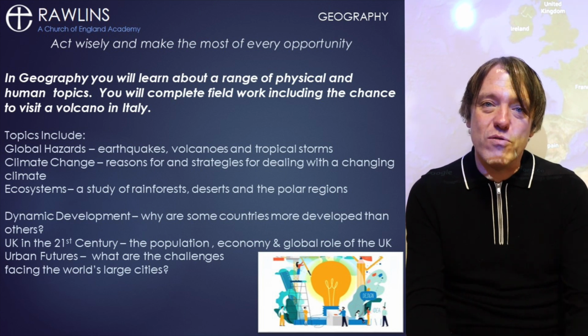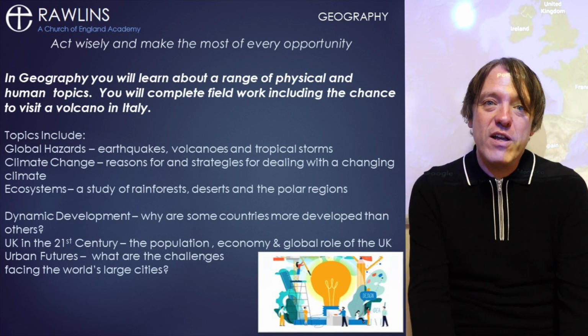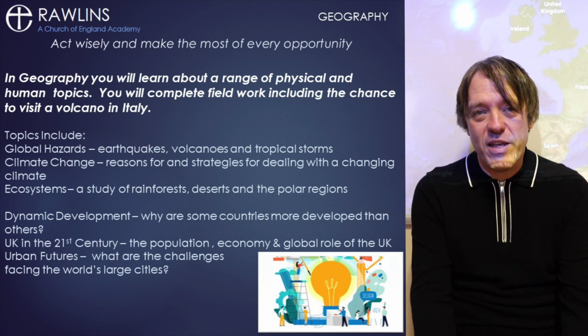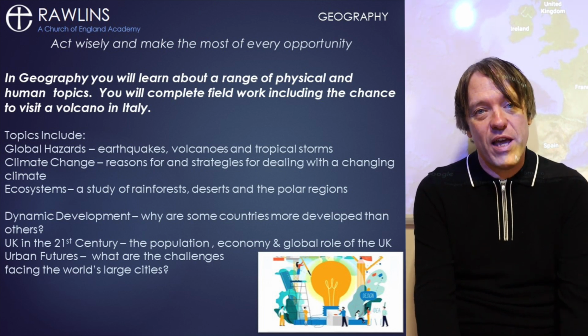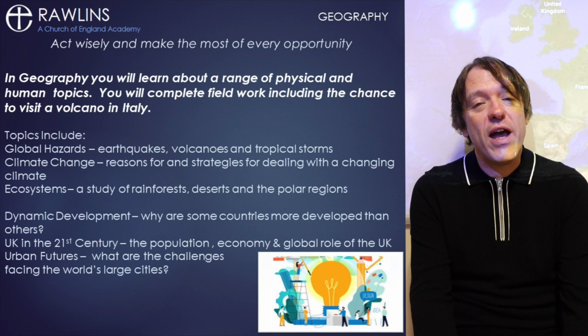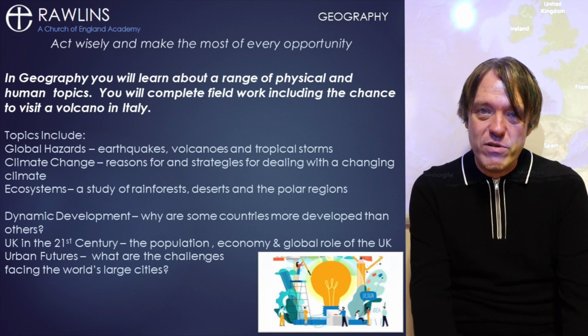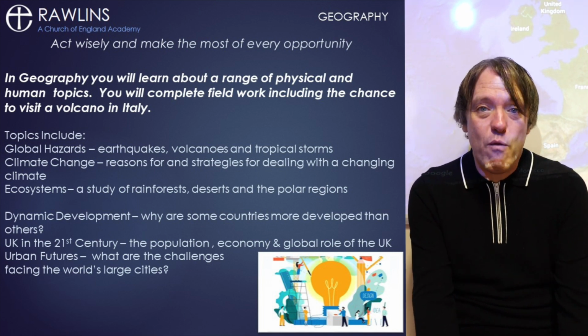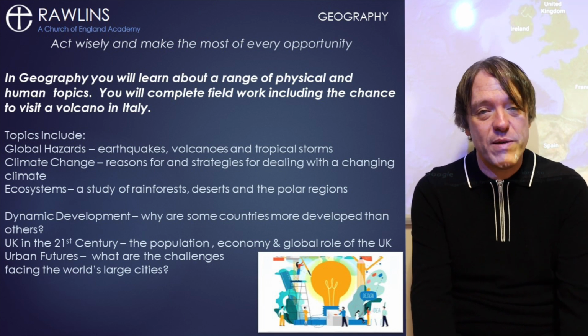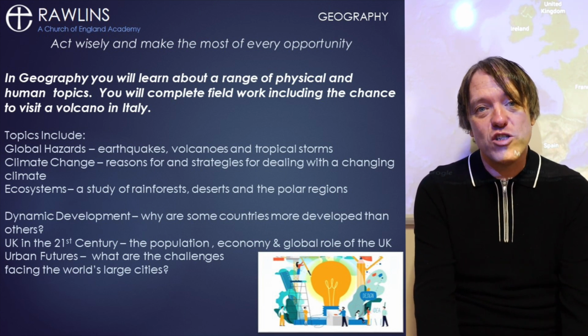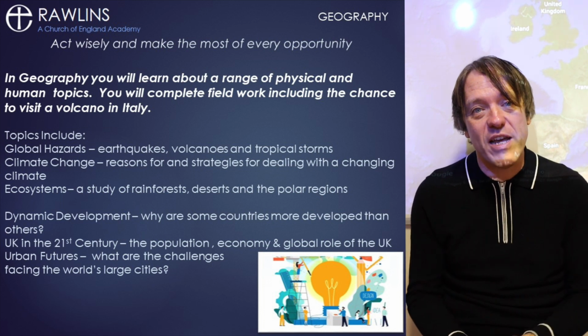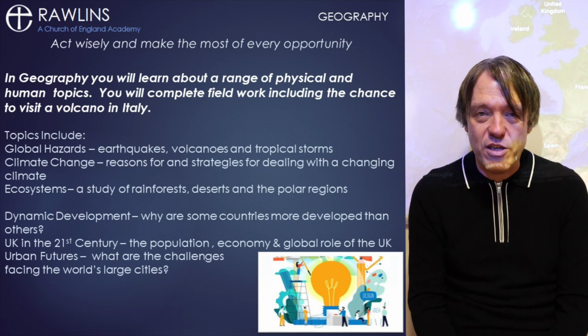So part of the course itself is physical geography, the other half of the course is human geography. And again, lots of topical stuff for you to look at here. So some examples, there is a unit called dynamic development. We'll be trying to work out why it is that there are some countries in the world that seem to be more successful than others, why some are more developed than others. And we do a big case study on Ethiopia as part of that unit.